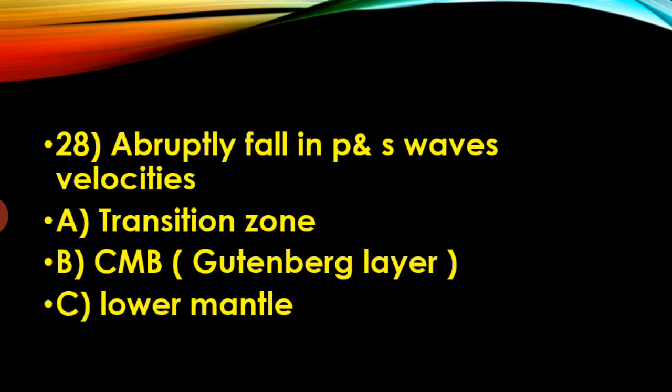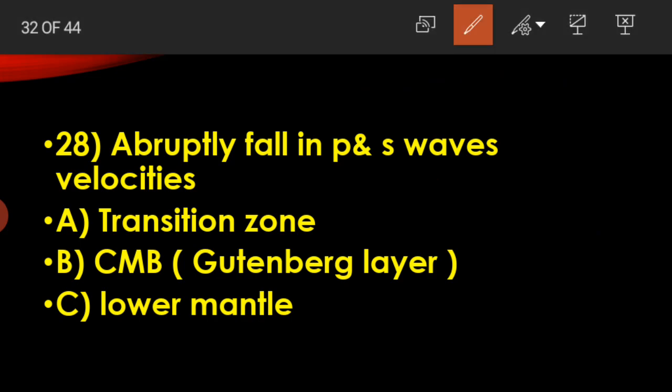Okay. Abruptly fall in P and S wave velocities. In which layer do P and S wave velocities abruptly fall? Option A transition zone, option B CMB. CMB means core mantle boundary, the Gutenberg layer. Option C lower mantle. The correct answer is CMB, the Gutenberg layer, the core mantle boundary.